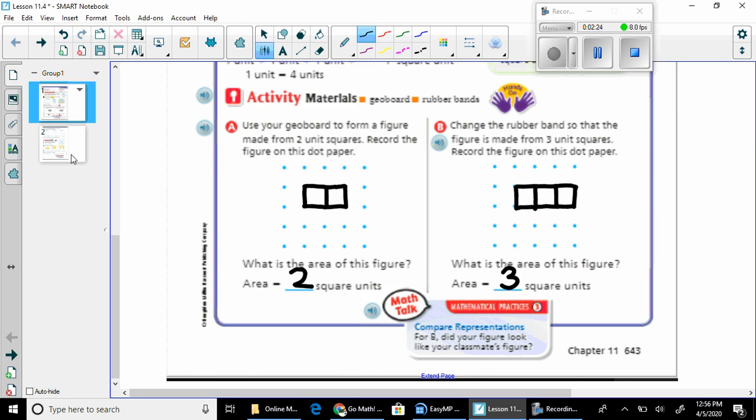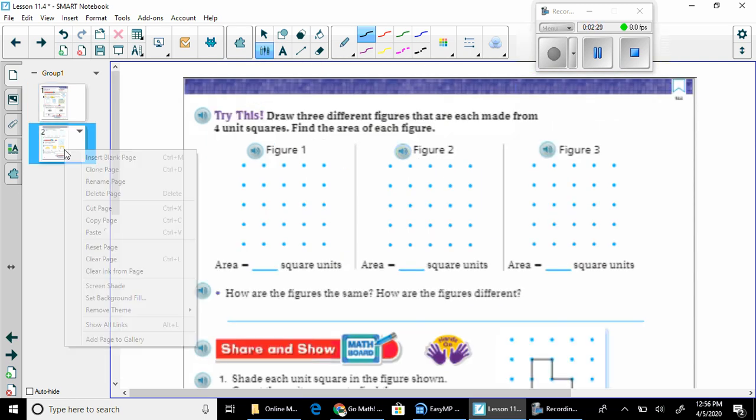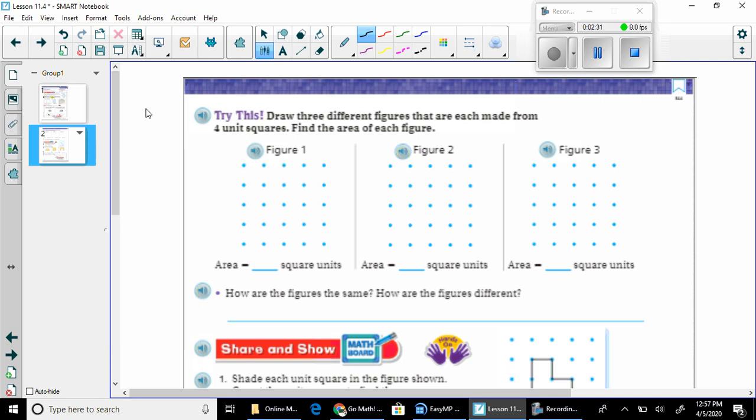All right, going on to the second page. This says draw 3 figures that are each made from 4 unit squares. Find the area of each. So all of our area is going to be the same. It's going to be 4 unit squares.